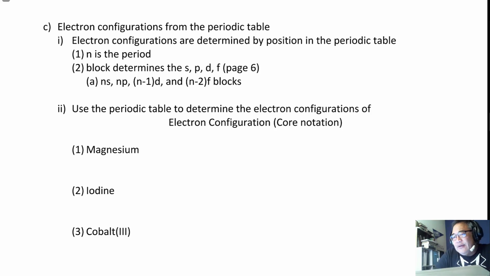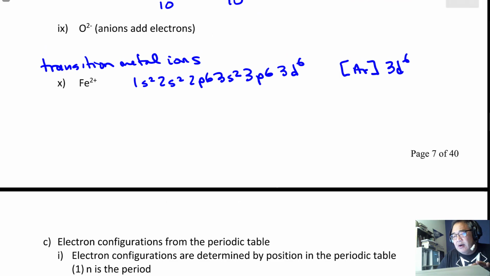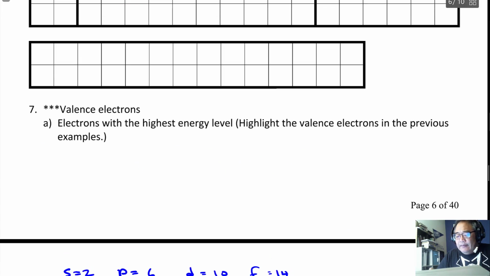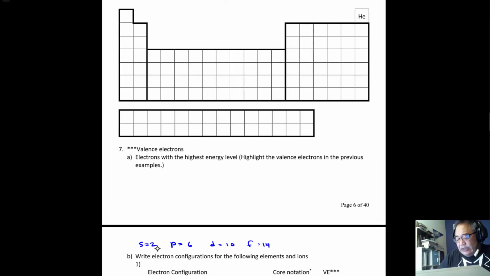You can get all these electron configurations based on the periodic table. Okay, so I'm going to go back up a couple of pages. We're on page 8 now. And I'm going to show you where these different orbitals are on the periodic table. Okay, so you have my little footnote down here, right? It says S is 2, P is 6, D is 10, F is 14, that kind of thing.